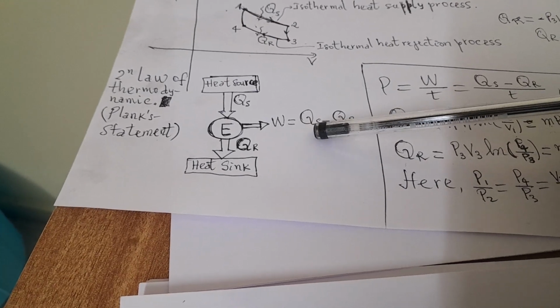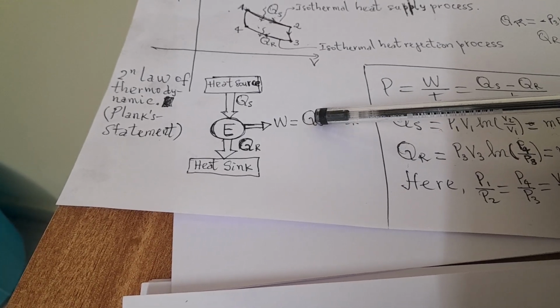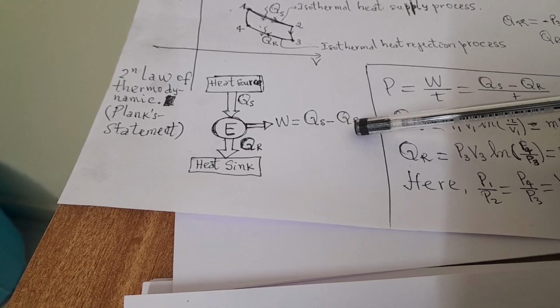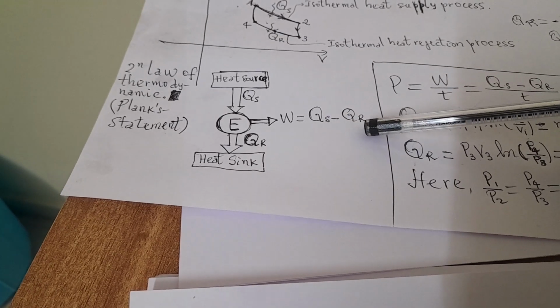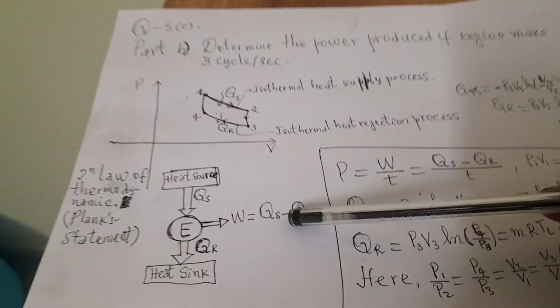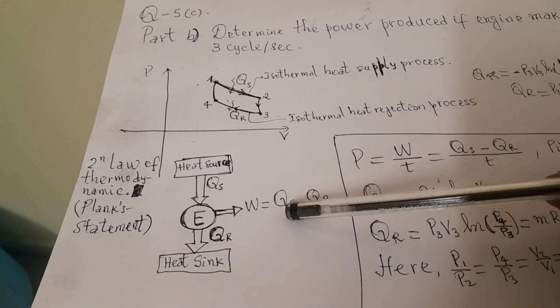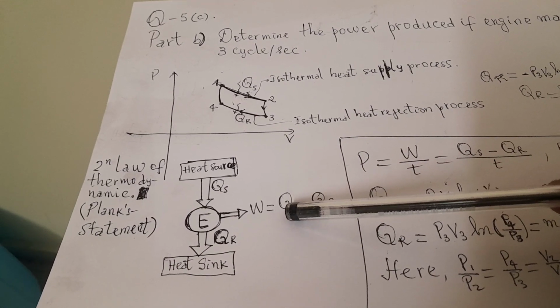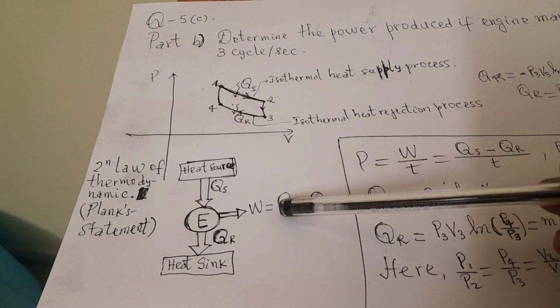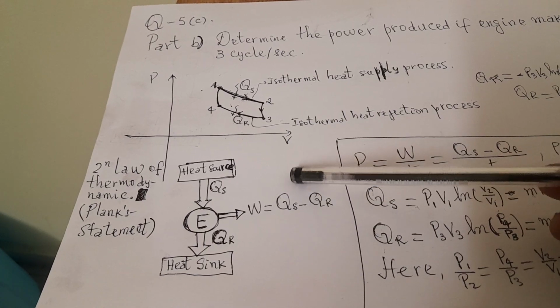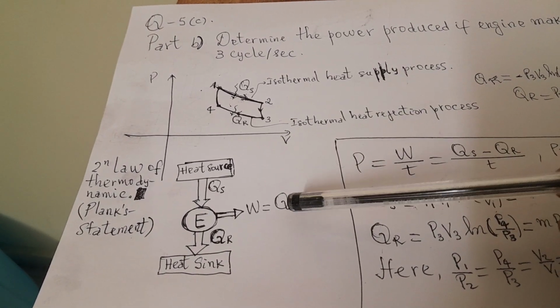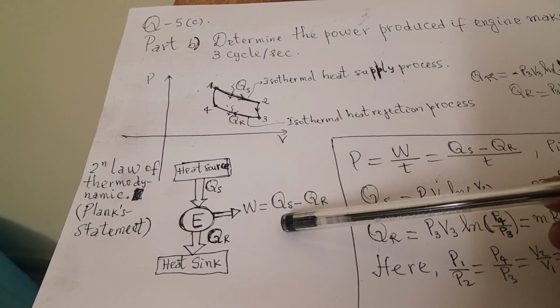So work done is the heat transfer supplied minus the heat transfer rejected. So heat supplied minus heat rejected. But here we have to understand that the heat supply is in the isothermal process. So the temperature is constant, so the heat supplied here will be directly converted to work done, according to the isothermal process. So QS will be the work done.